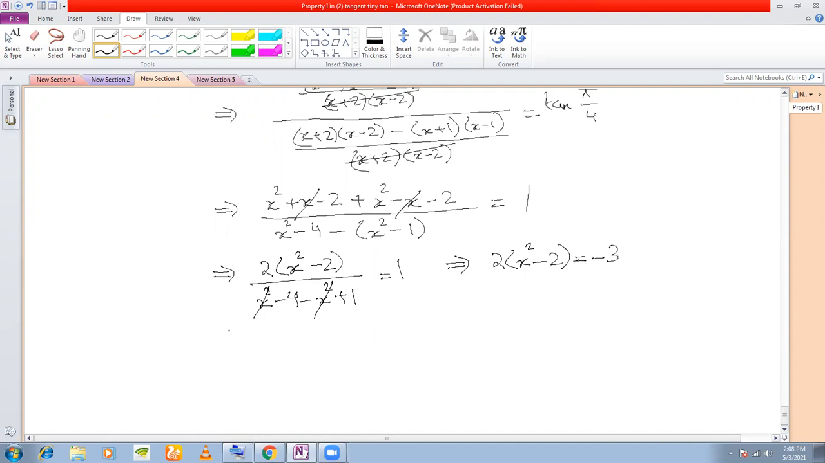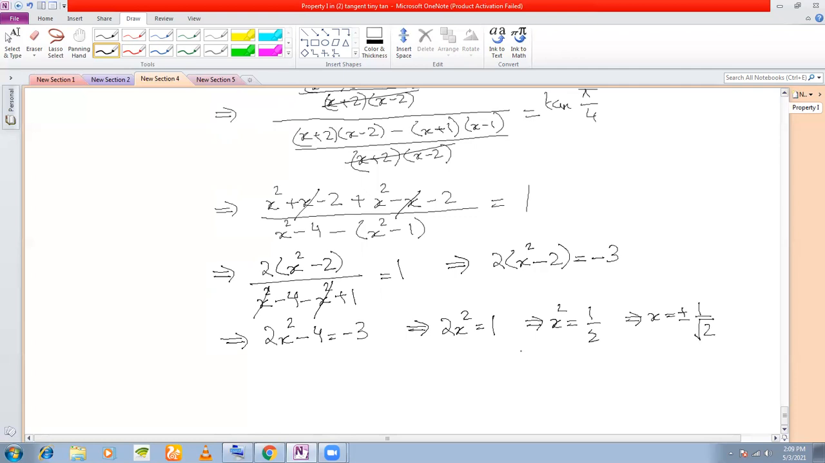Okay, so now you're getting a quadratic. If you express it in the ax square plus bx plus c form, in fact, no need because there's no x term here. So you have 2x square minus 4 is equal to minus 3. Still, it remains a quadratic though. 2x square is equal to 1. That means x square is equal to half. That means x is equal to plus or minus 1 by root 2, right? This is what we are getting.